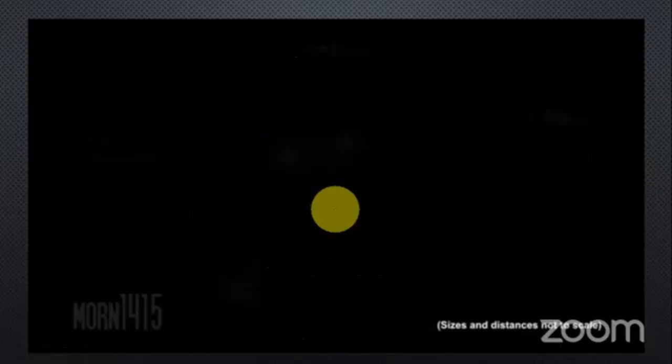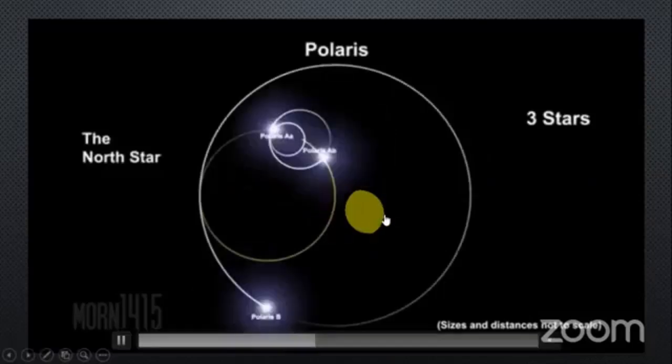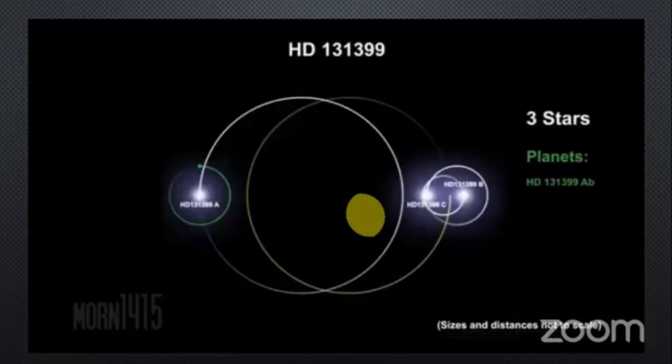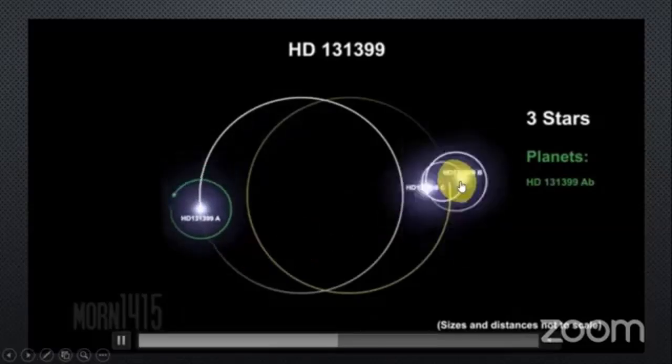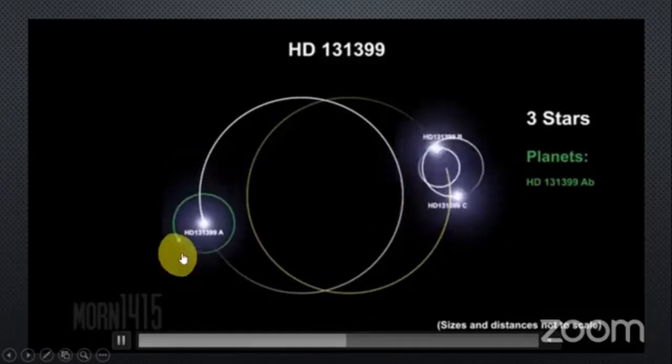So here you have 3 star systems. I hope you can see it. Let me move this to this side. This is the arrangement of a 3 star system with a planet. These have a mutual center of mass, and the center of mass of these 2 is interacting with the center of mass of this one, and that is why I have this yellow line.